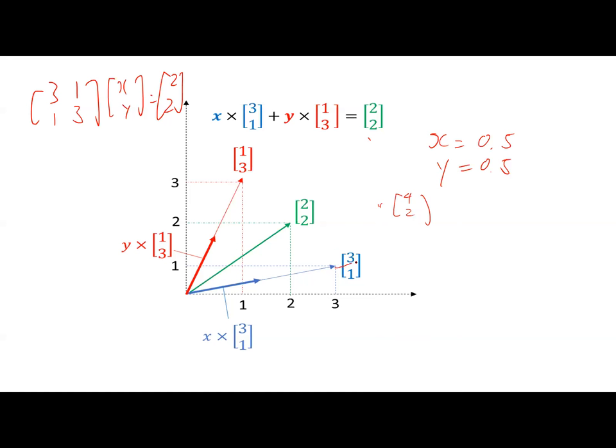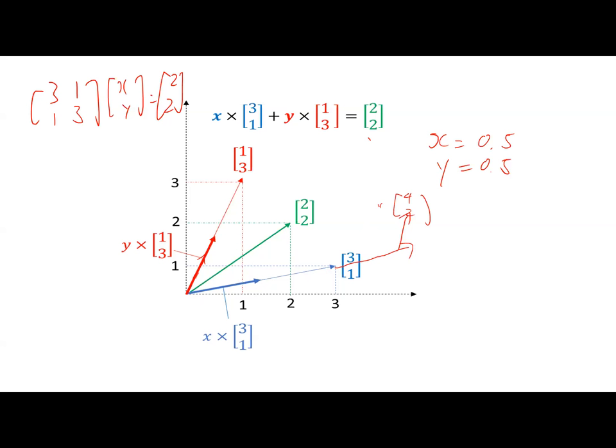Then we might extend this length by multiplying it by scalar x, and also change the red vector like this. After changing the length of the blue vector and the red vector, if we add them up, it will result in (4, 2), a new desired vector. So this is the meaning of a system of linear equations.